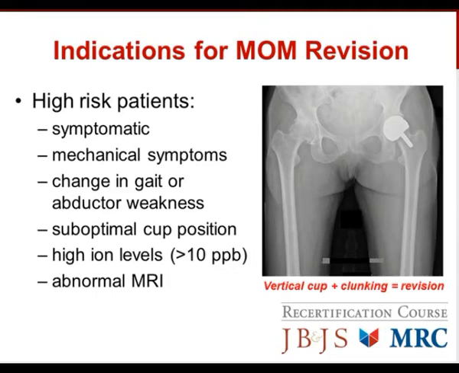any patient who's symptomatic, any patient who has mechanical symptoms. Certainly a change in gait or abductor weakness is very concerning. A suboptimal cup position with a vertical cup is always concerning as well. High ion levels, over 10 parts per billion, and an abnormal MRI. I think any one of those things should prompt consideration of revision surgery.